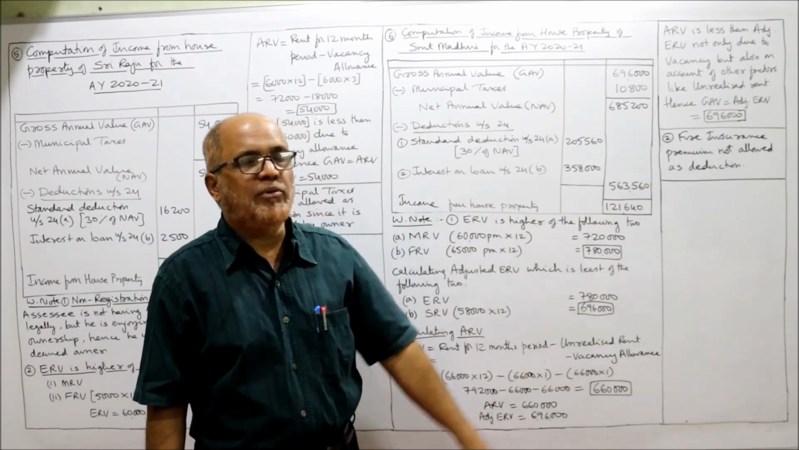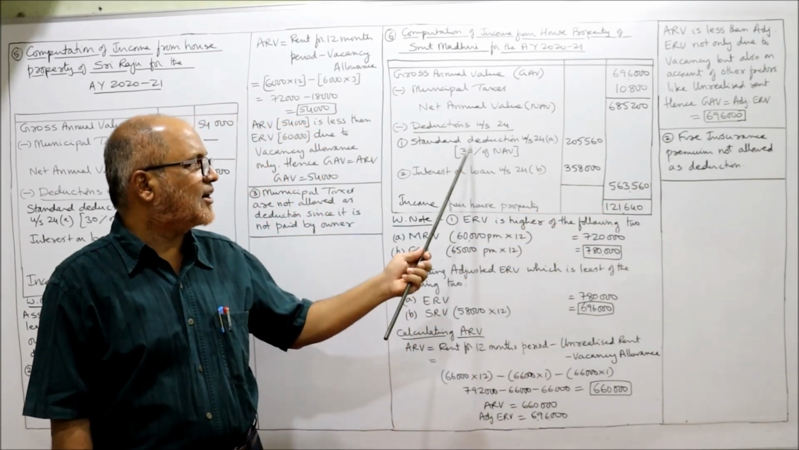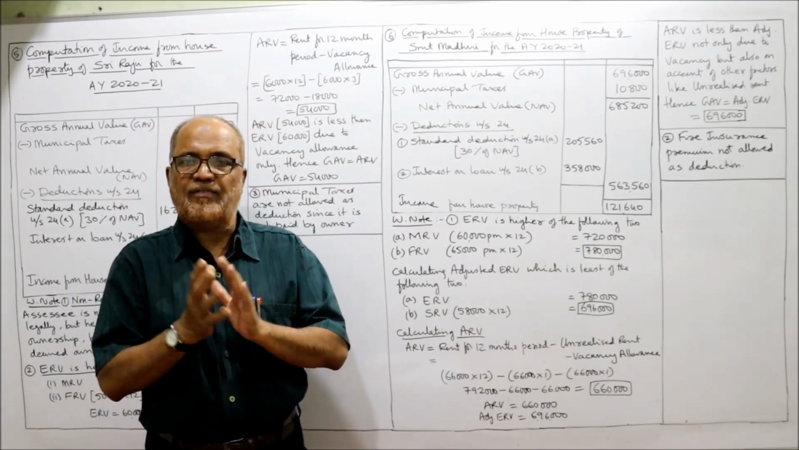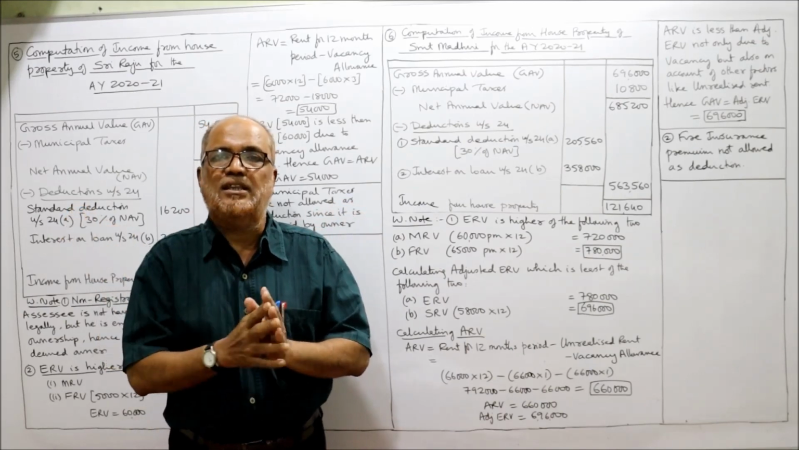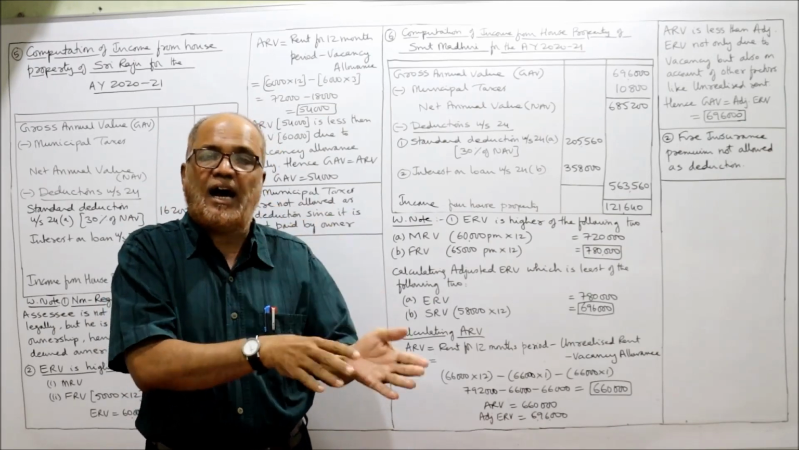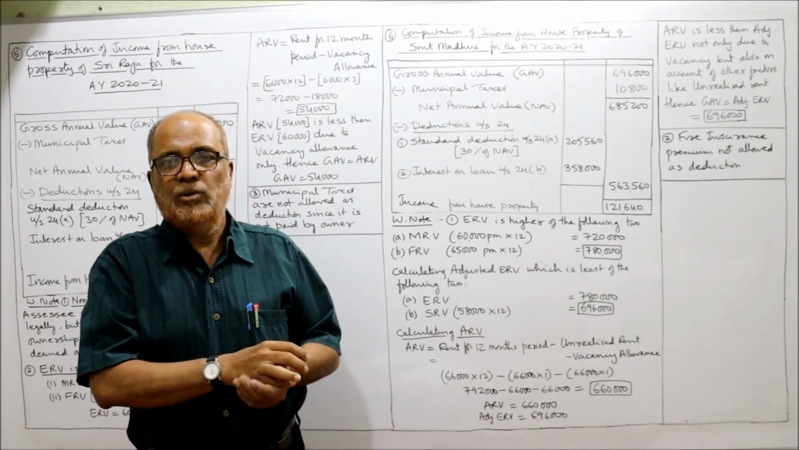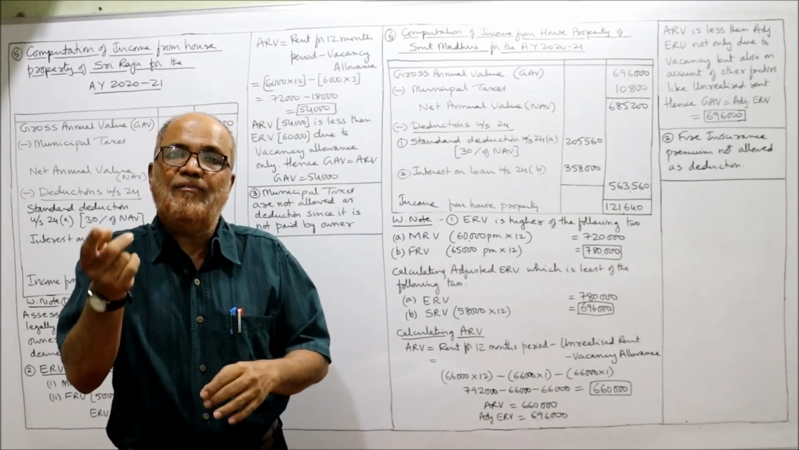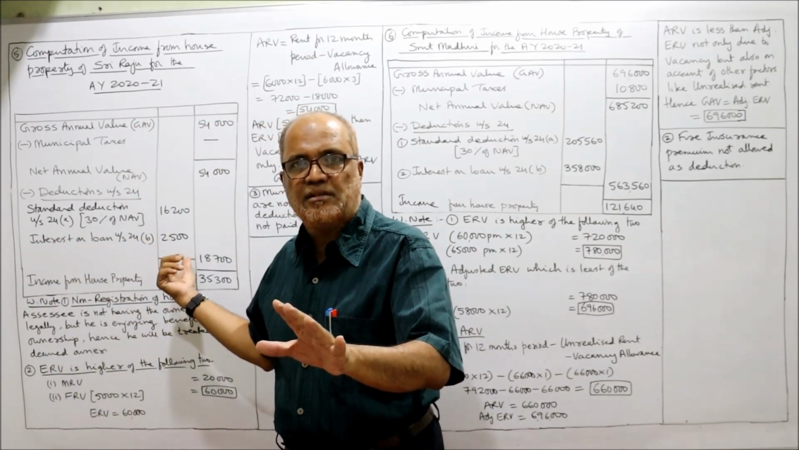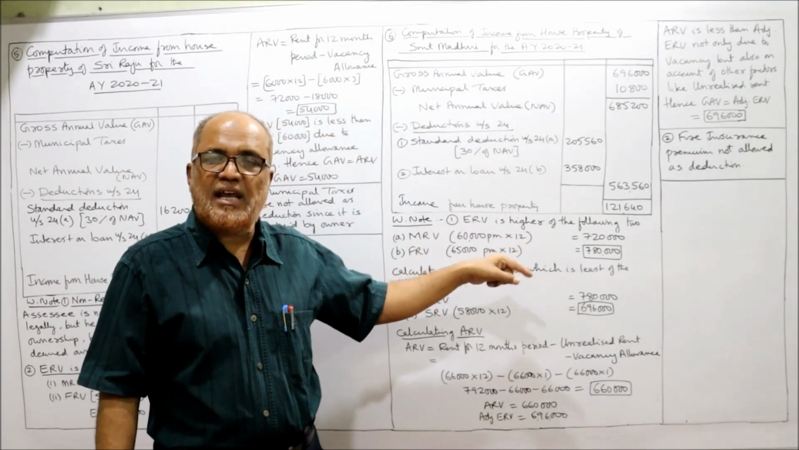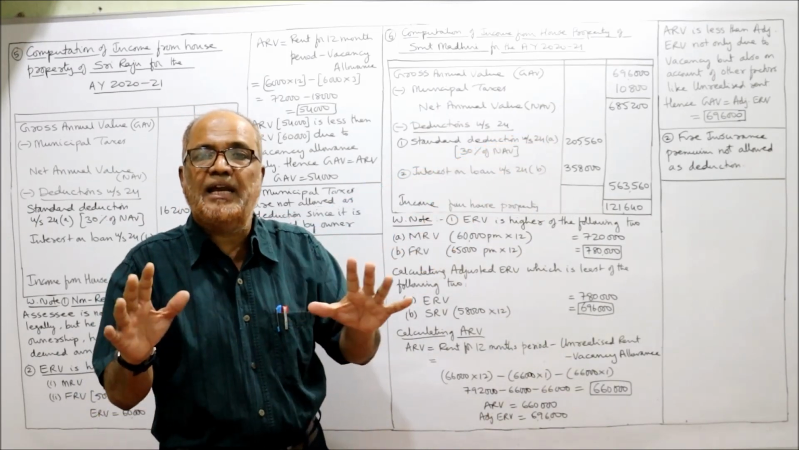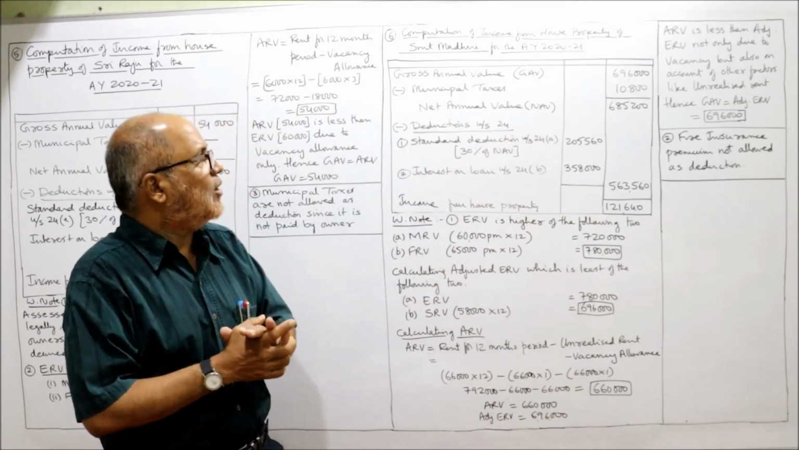Fire insurance premium is not allowed as deduction because standard deduction is given. That's it. So this 5th and 6th problem I have completed. In these two problems you have seen the difference: when only vacancy allowance is there, and when vacancy allowance and unrealized rent are both there. So how to calculate GAV in each case? 5th problem, only vacancy allowance. Here vacancy allowance is there and unrealized rent is also there. I have explained in detail. So this is the end of these problems.